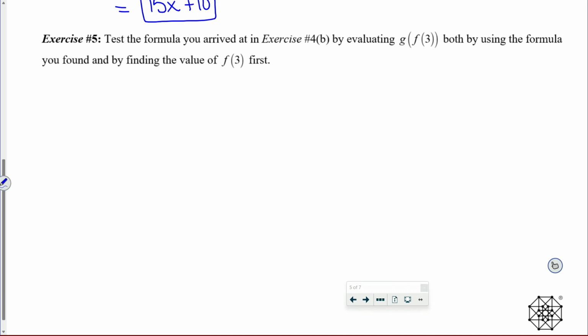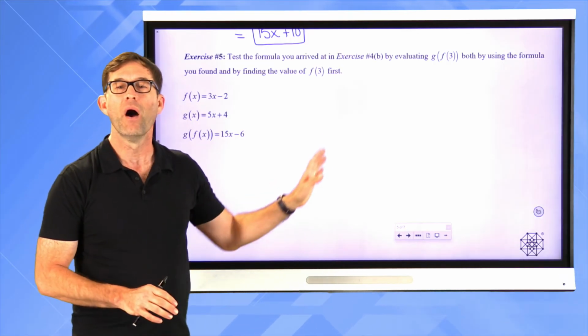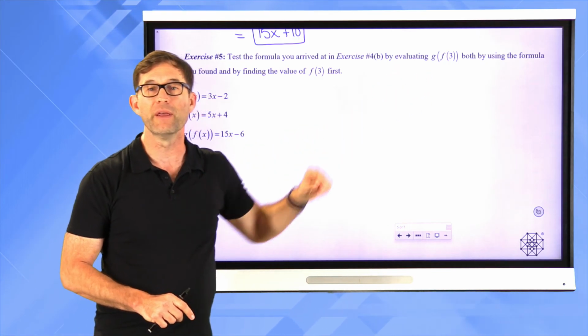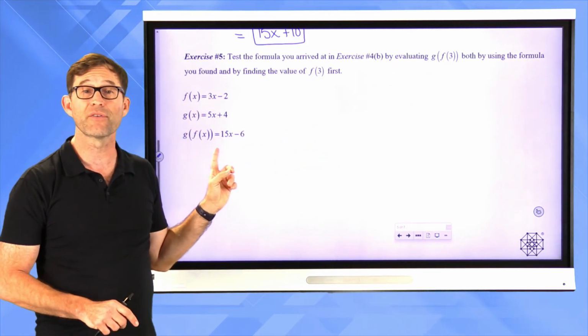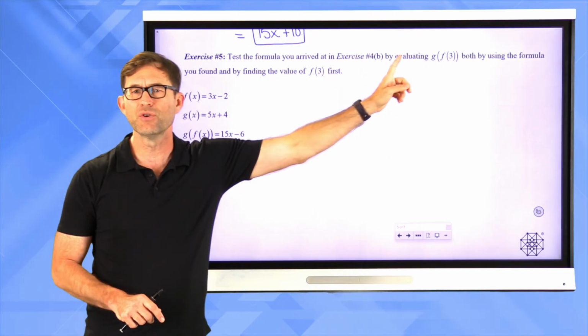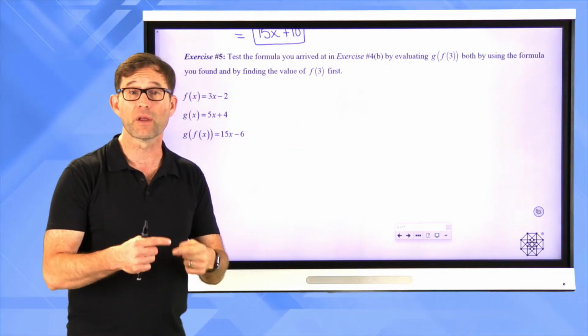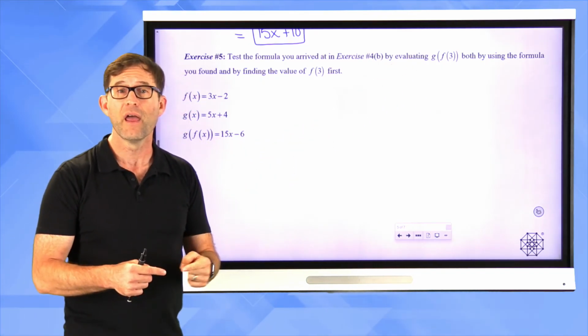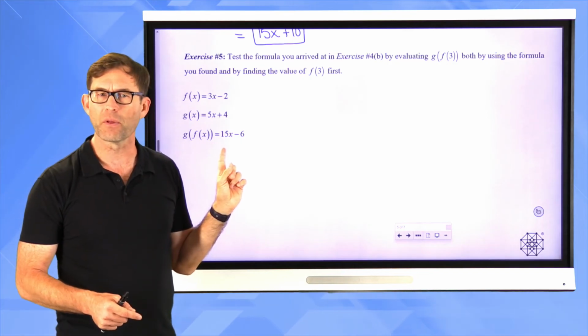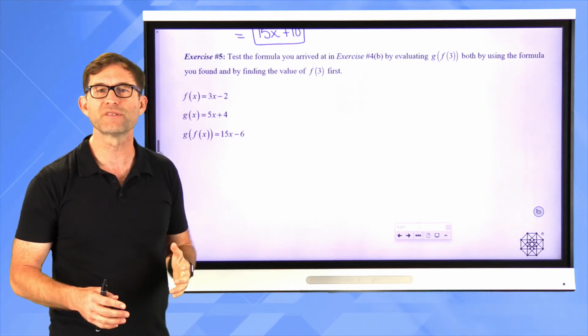Test the formula you arrived at in exercise 4b by evaluating g of f of 3, both using the formula you found and by finding the value of f of 3 first. All right, so just getting all those formulas here, right? I want to know what g of f of 3 is, and I want to test to see if I got the formula right by first just doing g of f of 3 the way that we were doing it earlier in the lesson, and then just trying to use this formula for it. So let's go through this together.